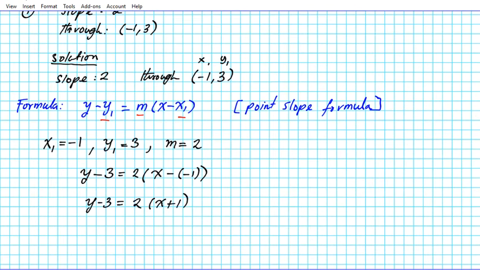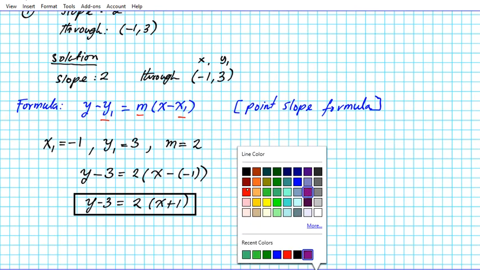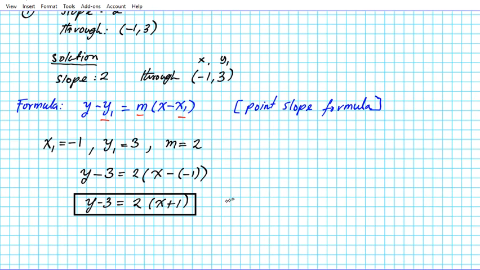Alrighty, ladies and gentlemen, this is one of our answers. This is known as the point slope form of the equation of the line that we're looking for. Okay, so this is the point slope form. The point slope form, as indicated earlier, is y minus y1 equals m times (x minus x1). So if you have an equation of a line in this format, then you basically have achieved the point slope form of the equation of that line.